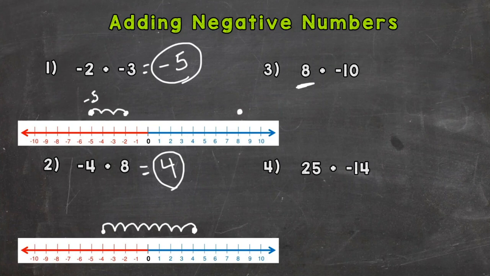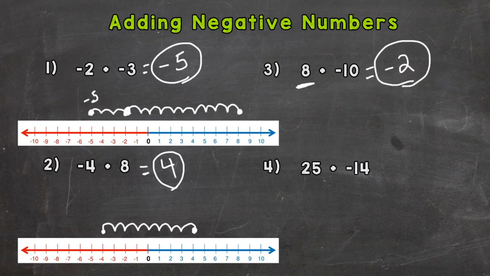And we're adding, again, a -10, so we're going to go to the left 10 jumps. 1, 2, 3, 4, 5, 6, 7, 8, 9, 10. And we end up here at -2. We went below 0. And if you think about it, if you did 8 minus 8, you'd end up at 0. But since it's adding that -10, we go 2 more below 0. So we end up at -2.